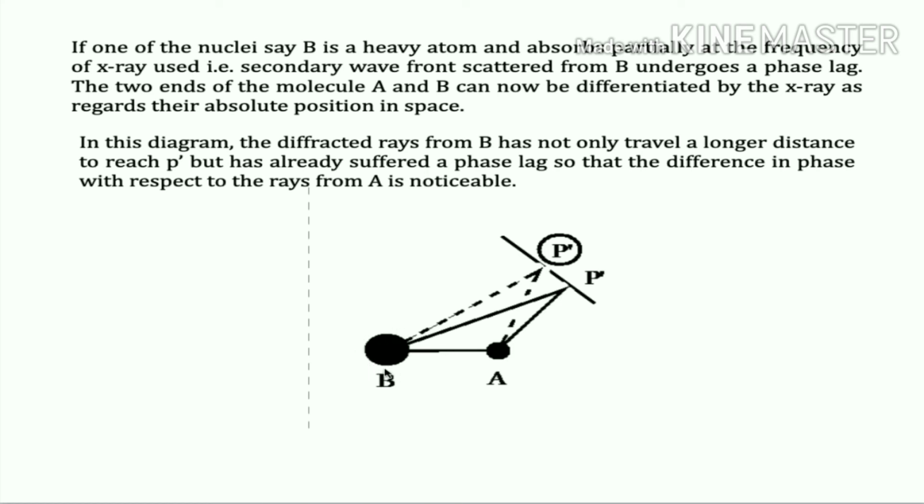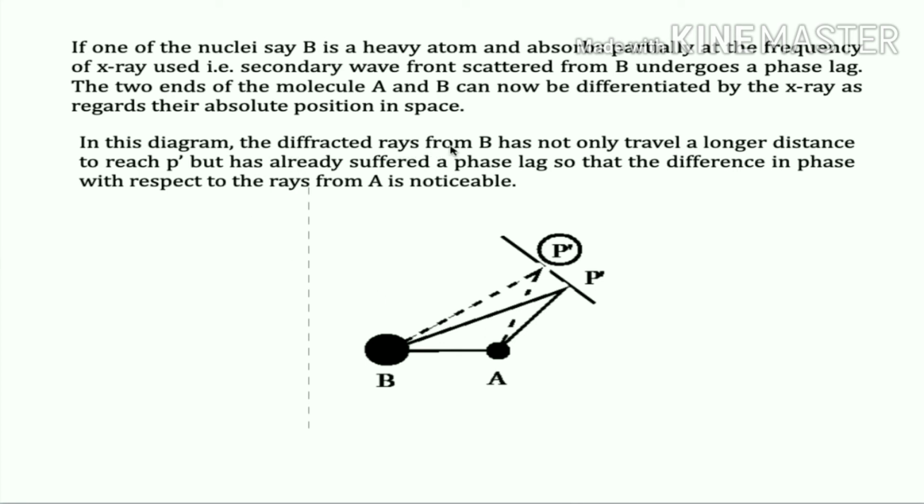So due to partial absorption, whatever wave is coming out of this atom is now going to be lagged. So due to this lagging, it can differentiate. So whatever the photographic plate records, now the pattern will be differentiated. That is what we are going to see in this diagram.